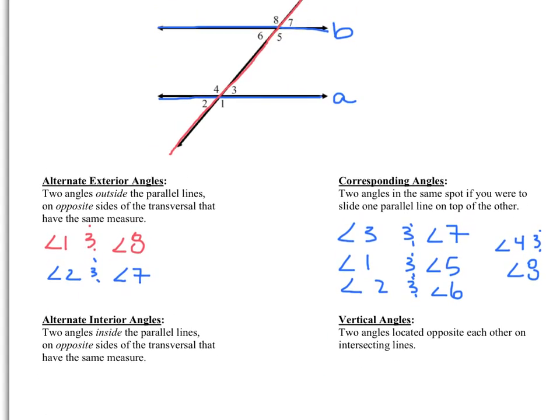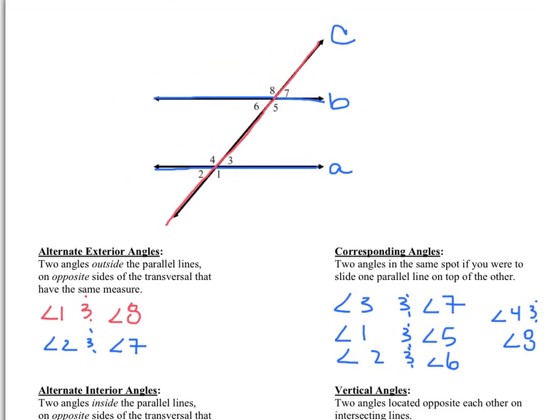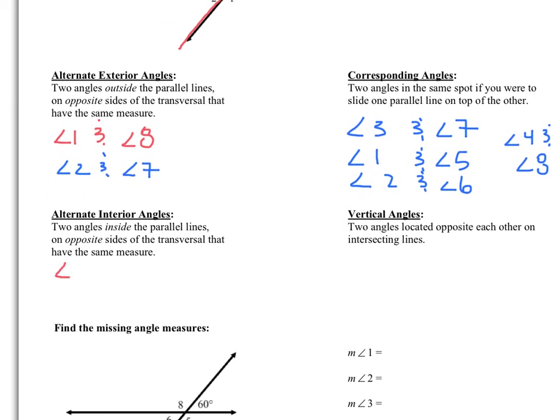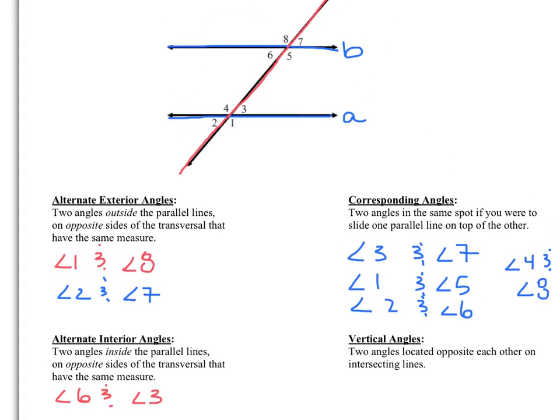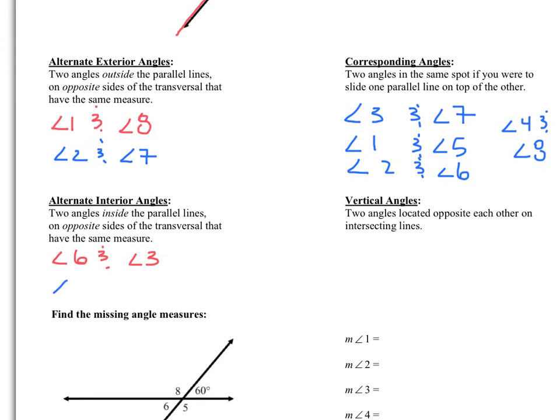Alternate interior angles are angles that this time are going to be inside the parallel lines on the opposite sides of the transversal, but also have the same measure. So 6 and 3 would be alternate interior. And if you go back up, 4 and 5 would also be alternate interior. And again, these two would have the same measure, these two would have the same measure.